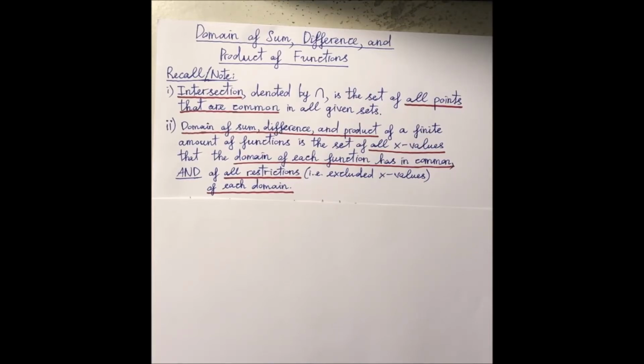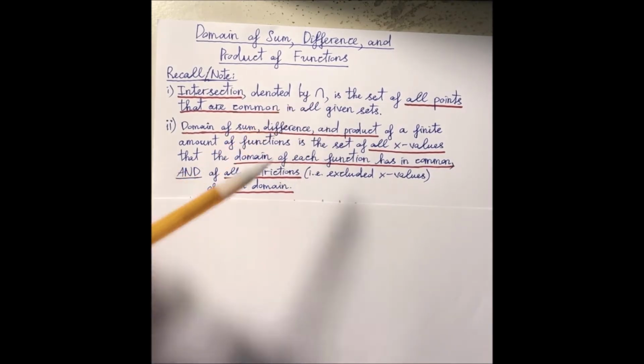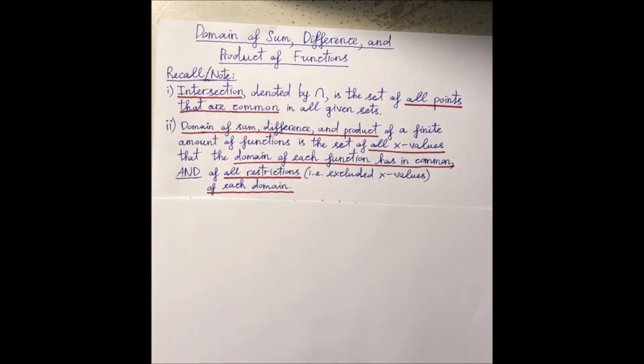Okay, in this video I want to go over how to find the domain of the sum, difference, and the product of functions. Now note that we have two definitions here. The definition of intersection, which is denoted by this little symbol that looks like a letter N, is defined to be the set of all the points in common that all of the given sets have.